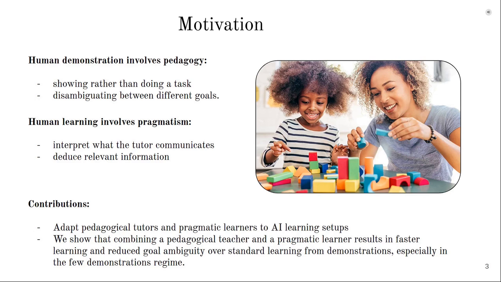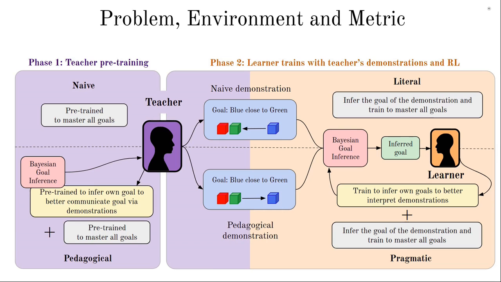In this paper, we implement pedagogy and pragmatism mechanisms by leveraging a Bayesian model of goal inference from demonstrations. We highlight the benefits of this model in multi-goal teacher-learner setups with two artificial agents. In the first phase, the naive teacher is pre-trained to master all goals while the pedagogical teacher is additionally pre-trained to better infer goals from its own trajectories and effectively modifies its policy to produce demonstrations with less ambiguous goals.